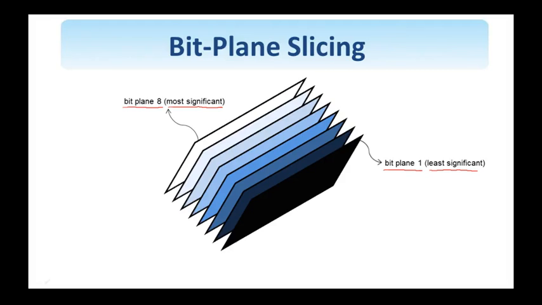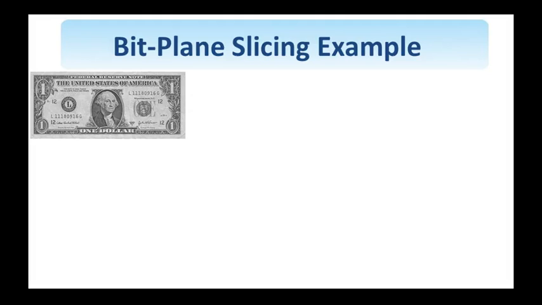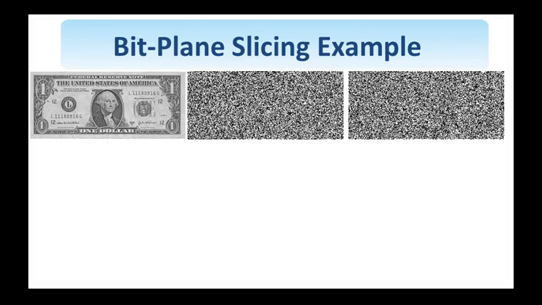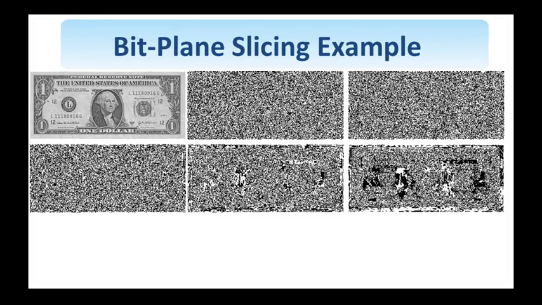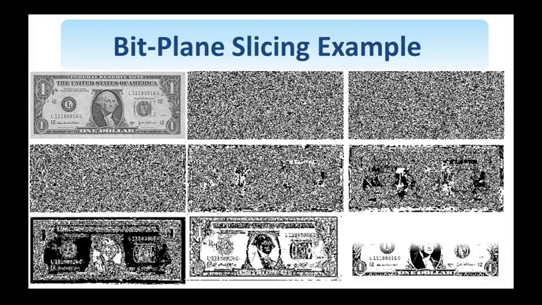Let us now see an example of how these different bit planes manifest themselves. We show here an 8-bit grayscale image of a $1 bill. The 8 binary planes that can be derived from this are shown here. So this is bit plane 1, bit plane 2, 3, 4, 5, 6, 7, and 8. It should be clear that the 2 or 3 higher order bit planes contain a significant amount of the visually important information. On the other hand, the lower order bit planes contribute to more subtle intensity details in the image.